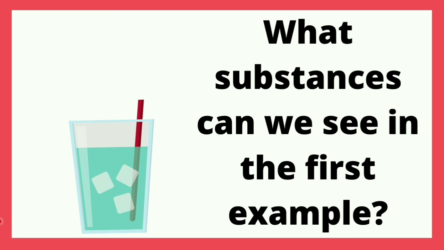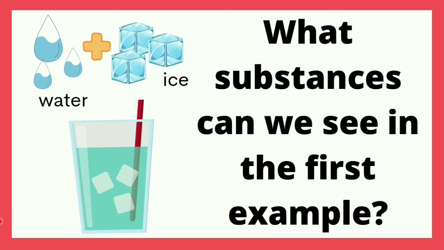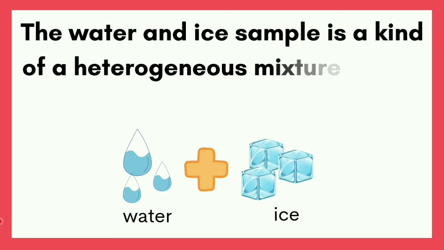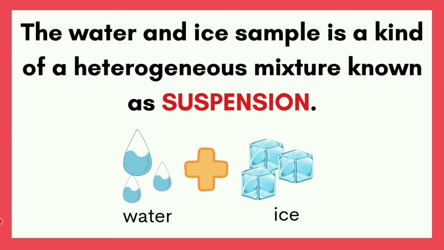That's right. There is water and there is also ice. As you can see, we were able to name the substances present easily. Why? That's because we can see them clearly in the mixture. Being able to identify or see clearly the substances present in a mixture is a characteristic of a heterogeneous mixture. The water and ice sample is a kind of heterogeneous mixture known as a suspension.